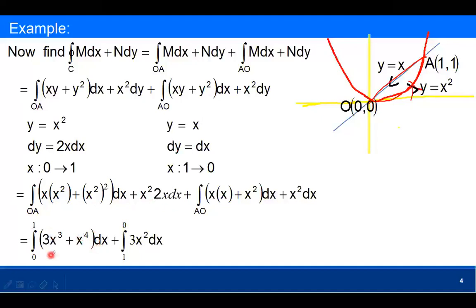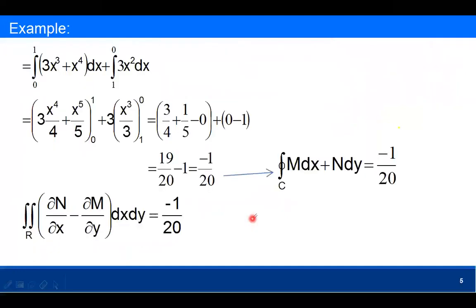So now along the direction of AO, y equal to x. Then dy, if y equal to x, dy equal to dx, and x limits are, in this case, x is varying from 1 to 0. So therefore x limits are 1 to 0, and y equal to x and dy equal to dx. So therefore in this, substitute along the direction AO, x into y value, x into x plus x square dx plus x square into dy. So dy value is dx. So this is x square plus x square plus x square. So that is 3x square dx, and limits of x is 1 to 0.